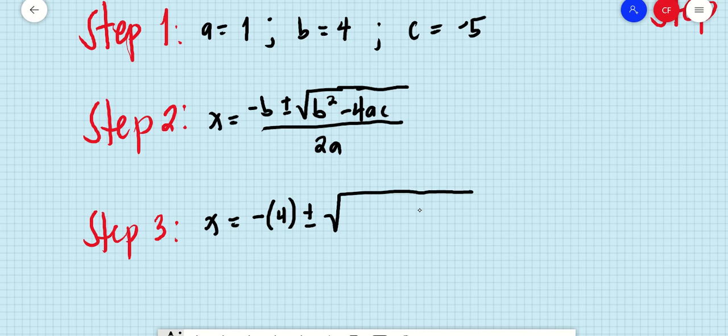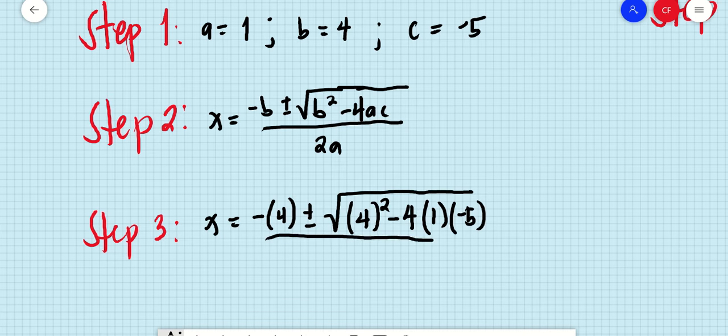Again, take note, yung b natin is 4. So, we have 4 squared minus 4 times yung a natin is 1. And then, yung c natin is negative 5. Ayan. All over 2 times yung a natin is 1. Alright. So, again, step 1, kung naka-standard form na, identify po yung values ng a, b, and c. Step number 2, write down the quadratic formula. And step number 3, plug in the given values in the given formula. Okay? Siyempre, kapag nagawa na natin yung step 1, 2, 3, proceed tayo sa step number 4.